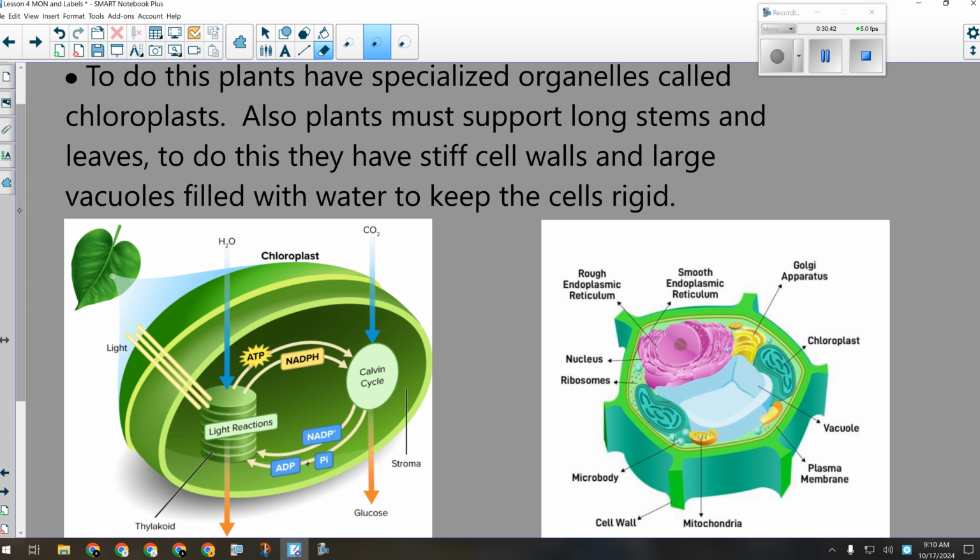Some plant cells are loaded full of them. If I'm looking at a leaf, one of the leaves off of these plants here, where's the most logical place for the cells with the most chloroplasts to be? On the top, yeah, because the top is the part that gets the most sun.